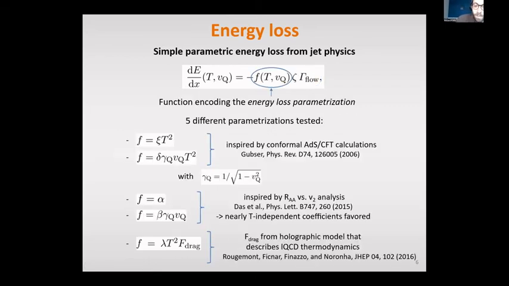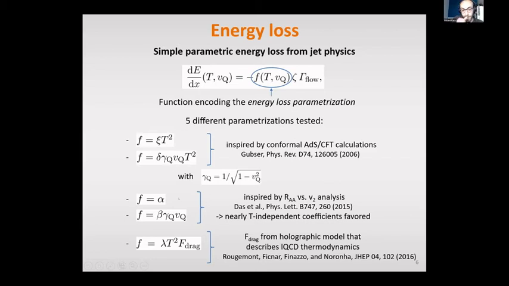Okay, now about the parametrization that we use. So we tested 5 different parametrizations at the beginning of the DAB mode simulation. The first two parametrizations that we tried are quadratic in the temperature. It was inspired by conformal AdS/CFT calculations that we found. So one is simply the quadratic dependence on the temperature, and the other one also includes a velocity dependence.